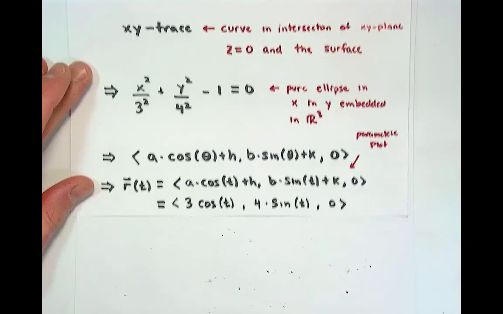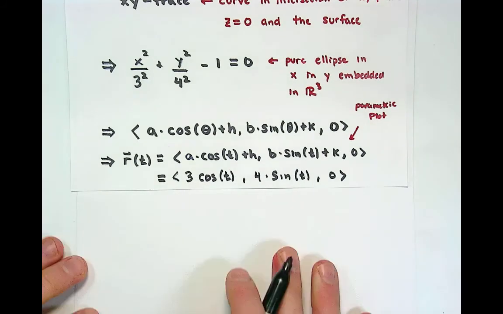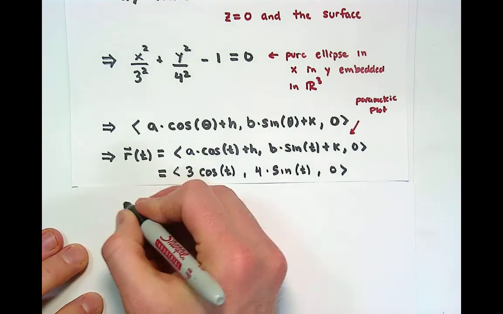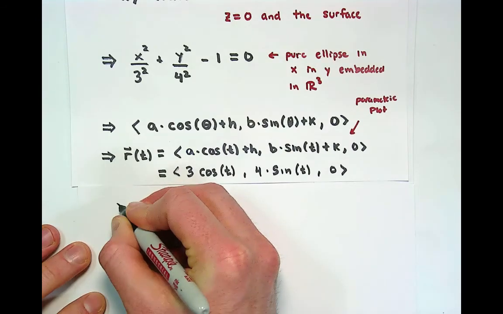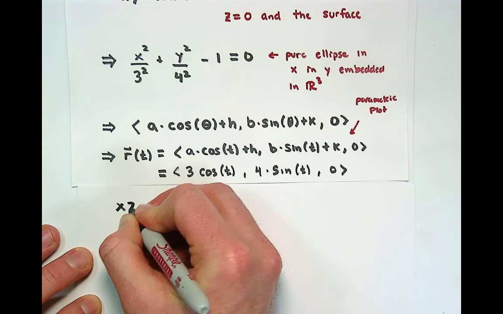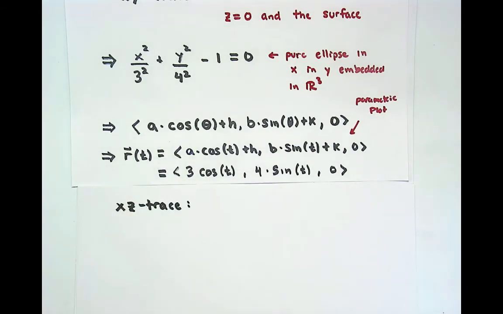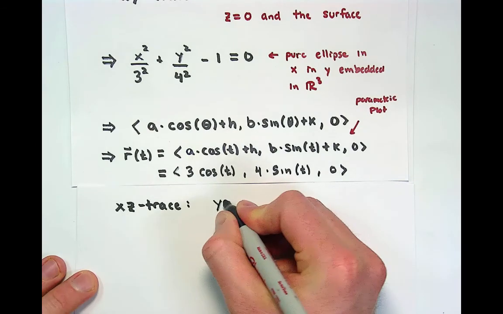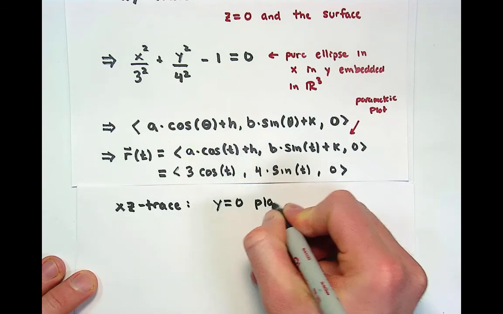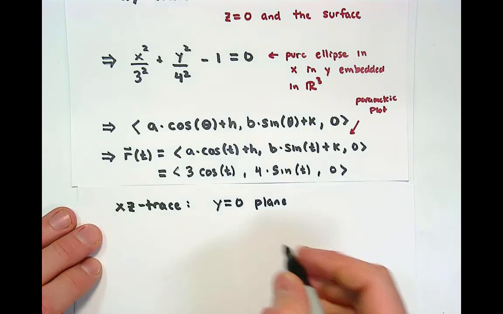Let's do the other two traces by hand, and then we'll finalize the work that we're doing here in Mathematica to actually show all 3 traces. So I believe that we talked about the xz trace next. And the xz trace came from intersecting the y equals 0 plane, which of course we call the xz plane, hint hint, with the surface.